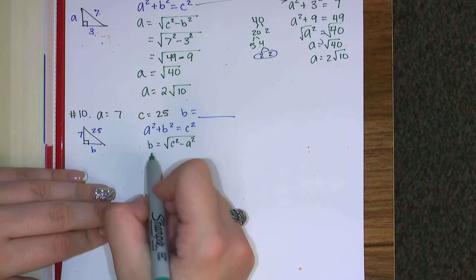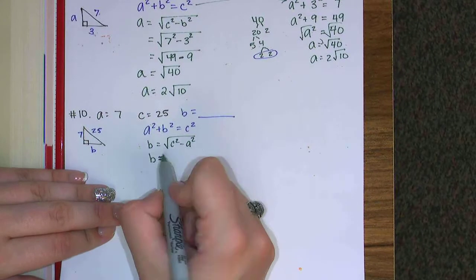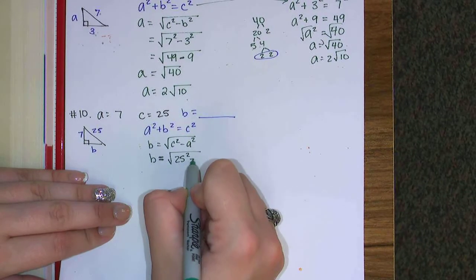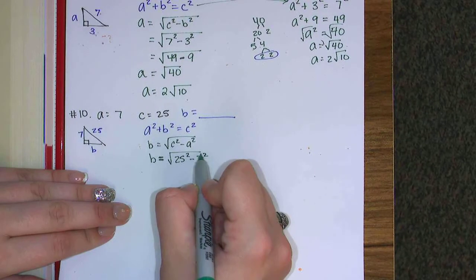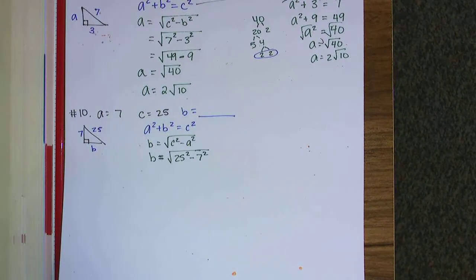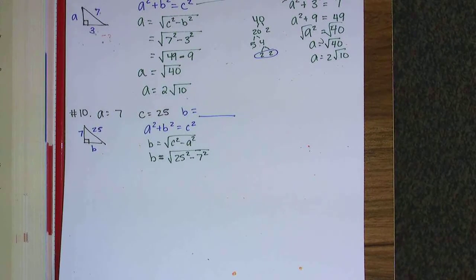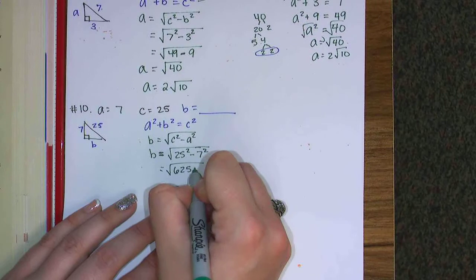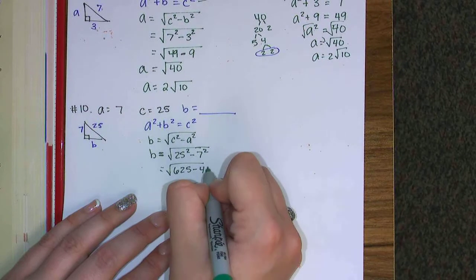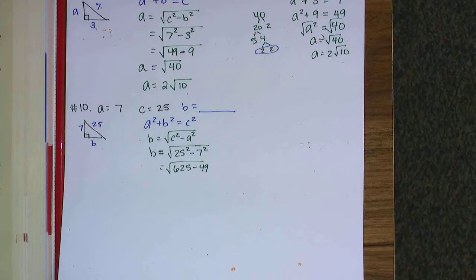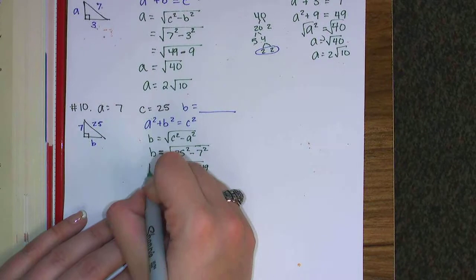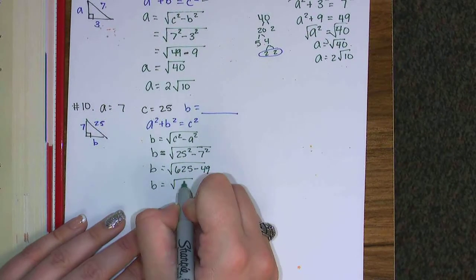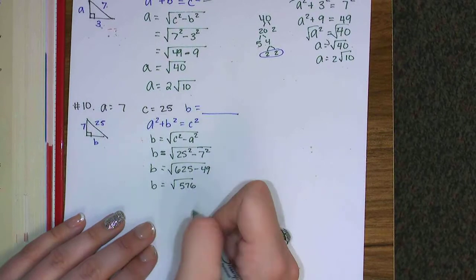So now b is equal to the square root of 25 squared minus 7 squared. Now, 25 squared is not something I know off the top of my head, so I'm going to punch it in my calculator. 25 squared is 625. So 625, let's see, 7 squared is 49, so minus 49. And I don't know what that is off the top of my head. Let's see, well, b is equal to the square root of 576, so that's 625 minus 49.